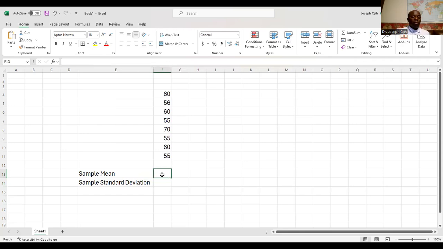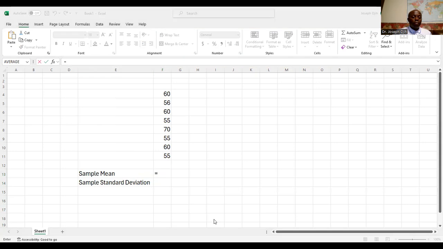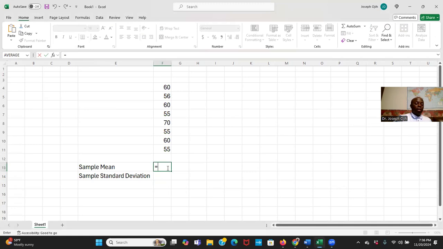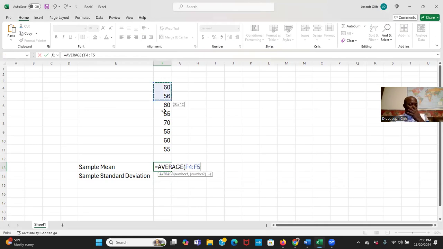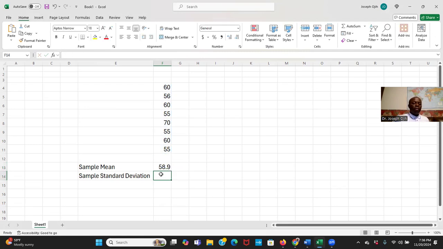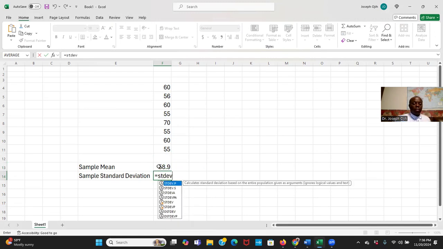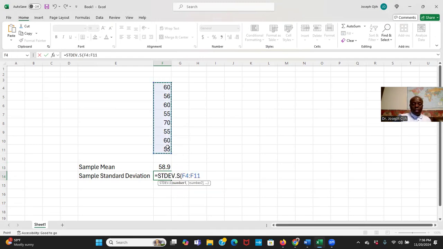So the mean, of course, equals AVERAGE. If it pops up here, double click on it, highlight the data, press the enter key, and it gives me the mean. Standard deviation equals STDEV, it pops out. We're looking for the sample, that means S. Double click, highlight it, press the enter key.